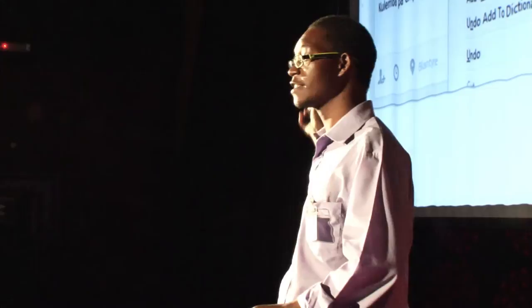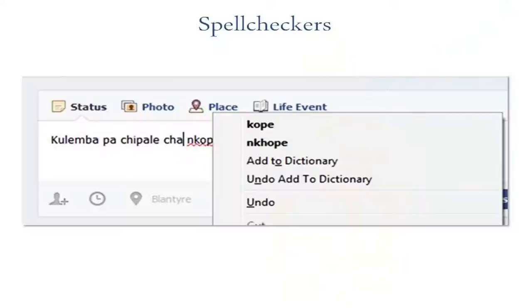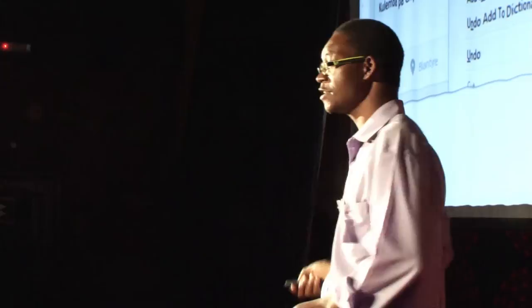So this one, which you see here, is an example of a spell checker which I use when I'm on Facebook. As you can see, it's able to notice that the word is wrong. It's either one spelling or the other. So apart from this, I started thinking of a wider audience. Okay, I'm using these things, but who else is online? What else can I do with the internet?